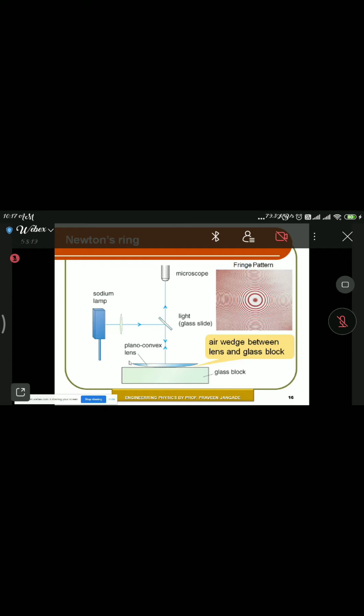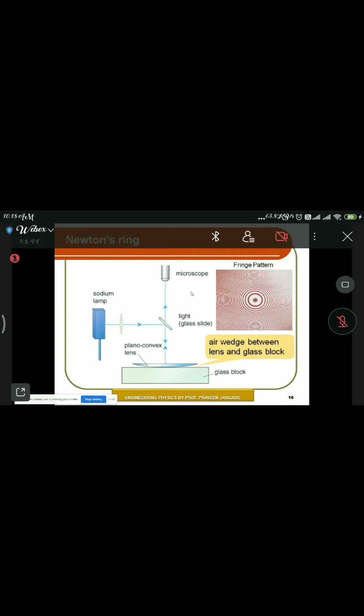Okay, so that your locus, that is the fixed point, is at the center, so every time it will try to trace a circular pattern, and therefore you are getting a circular ring. These rings and this entire experimentation, which was done by Newton, is called Newton's ring or Newton's ring experiment. So this is one example of non-uniform thickness.